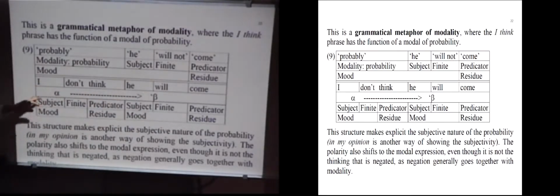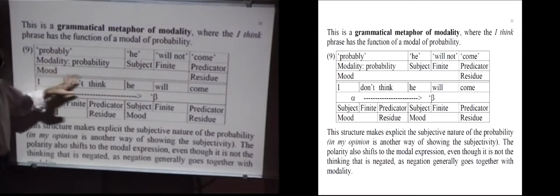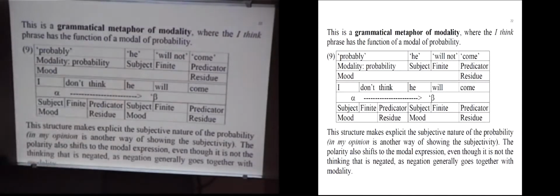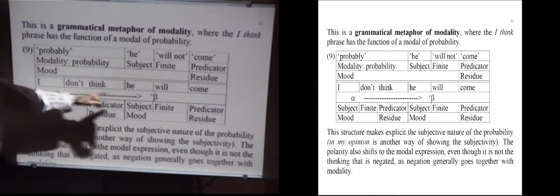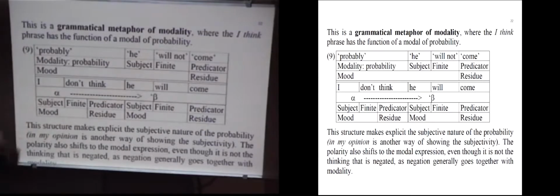Or you could see this just as part of the mood block, with the subject and finite as a modal element. So this makes explicit the subjective nature of the probability. It's kind of like saying, you know, in my opinion. The polarity also shifts to the modal expression. You know, this is what I mean. The negative comes here rather than saying he won't come. You say I don't think he will come.